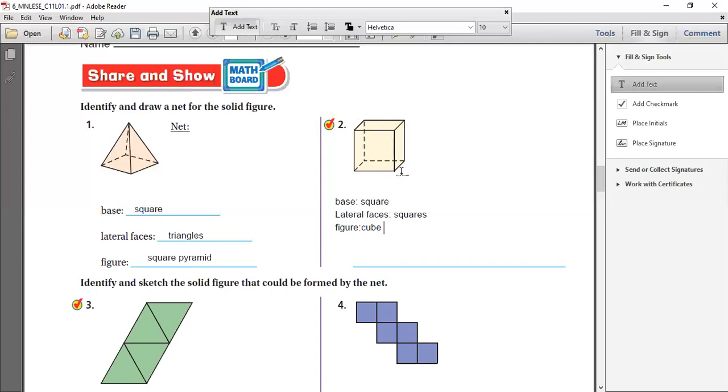Now the lateral faces are also squares. So how many lateral faces will a cube have? If you have a cube, you can just look at it. If there is no cube in front of you, you can take any complete box and check how many faces it has. So base will be 1, and other than the base there will be 5 more faces for the box. So let's draw that.